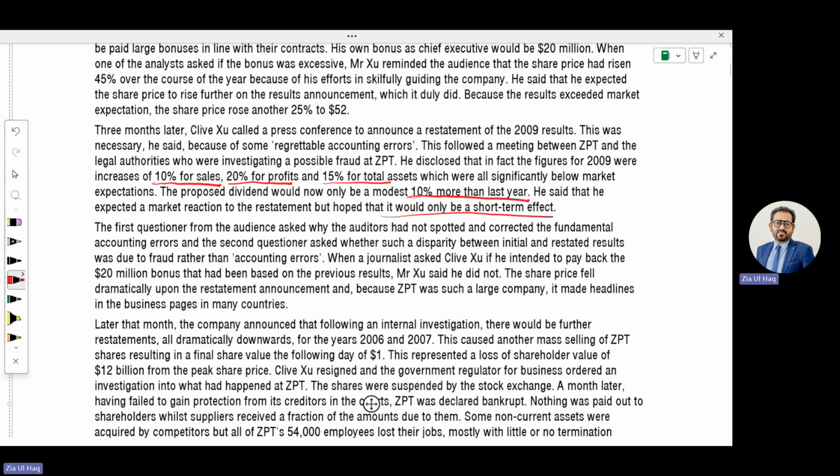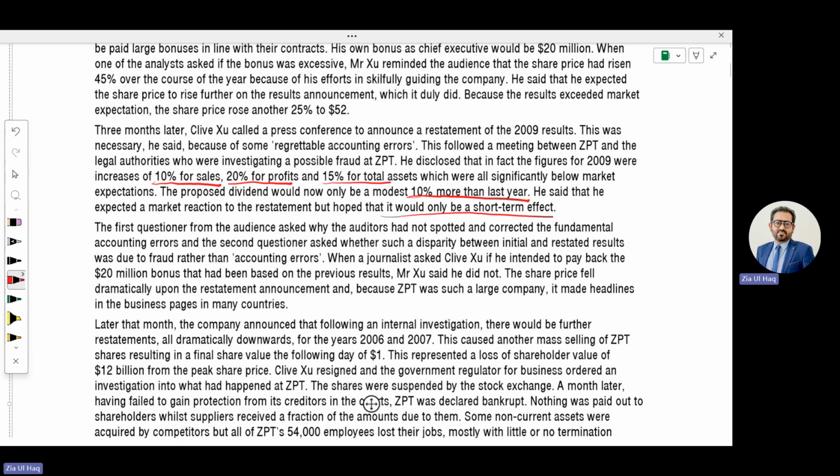When a journalist asked Clive Shue if he intended to pay back the $20 million bonus that had been based on the previous results, this means you will also pay back your bonus of 20 million that was based on that result, because results are not like that. Mr. Shue said he did not. I have enjoyed that bonus now. I cannot pay back. And by listening to this statement, I cannot.